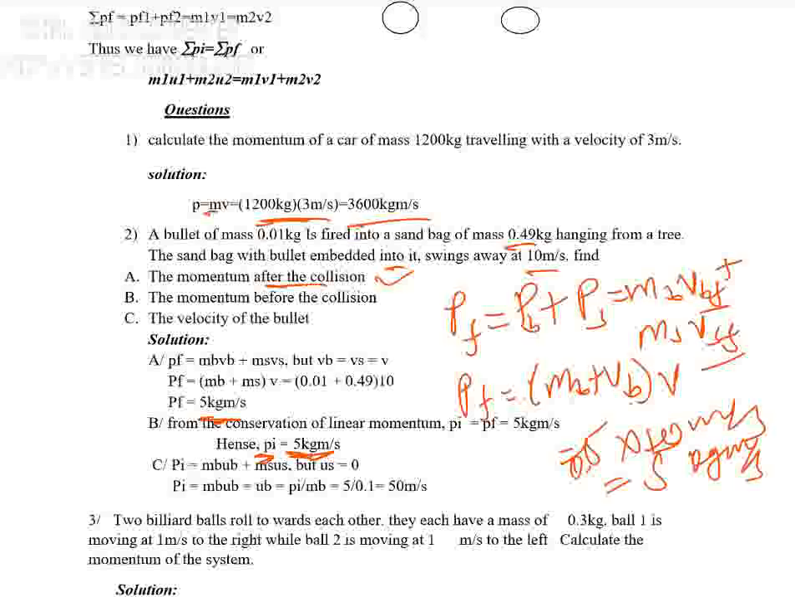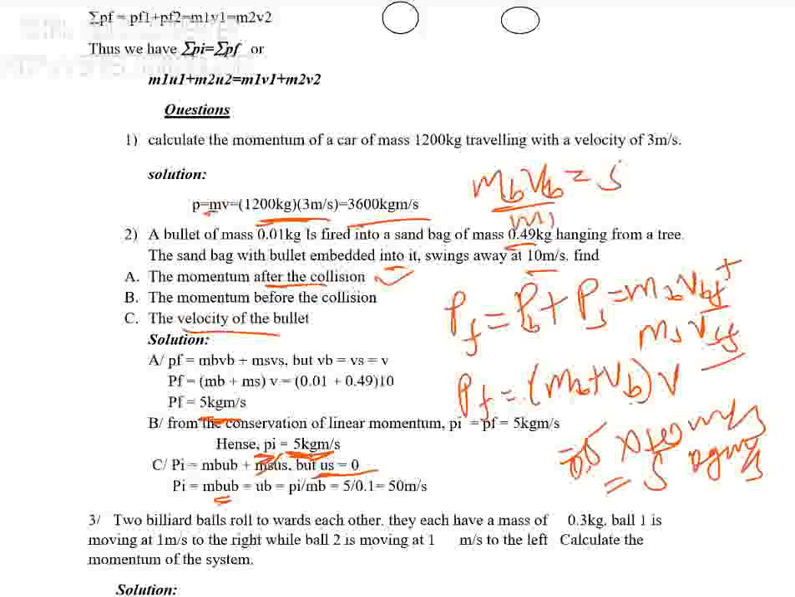And if you are asked to calculate the velocity of the bullet, you must use momentum before collision. Initially the sandbag is what? Stationary. The velocity of the sandbag is 0. Therefore, mass of the bullet times velocity of the bullet plus mass of the sandbag times velocity of the sandbag, and this one becomes 0 because initially the sandbag is at rest. Then mass of the bullet times velocity of the bullet is equal to what? The initial momentum. The initial momentum is 5.